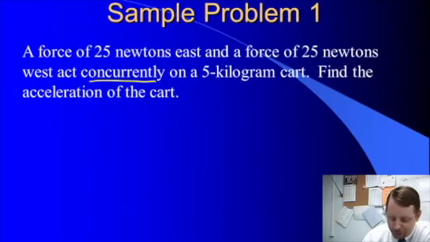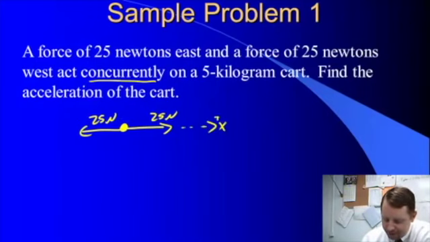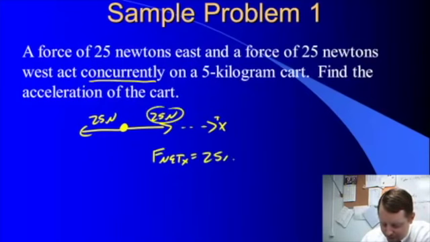Well, first we'll draw our free body diagram. There's our cart. We have a force of 25 newtons to the east and 25 newtons to the west. And let's call this the x direction, our x-axis. Therefore, the net force in the x direction is going to be 25 newtons in the positive direction minus 25 newtons, since that's in the negative direction, is equal to 0.